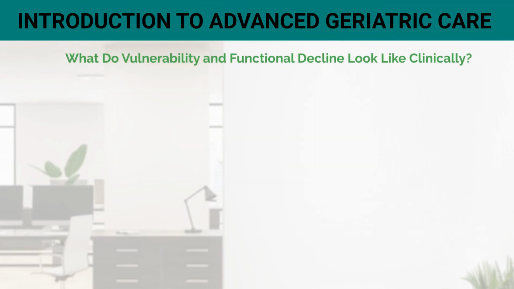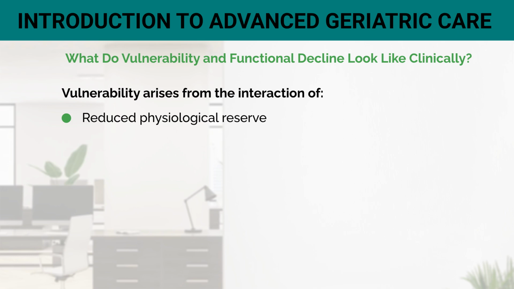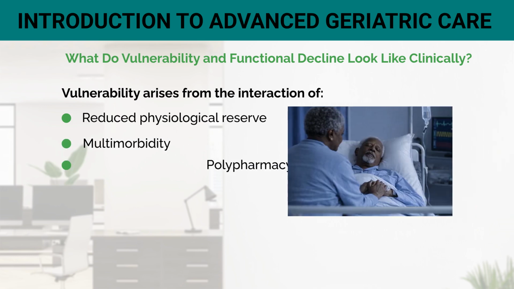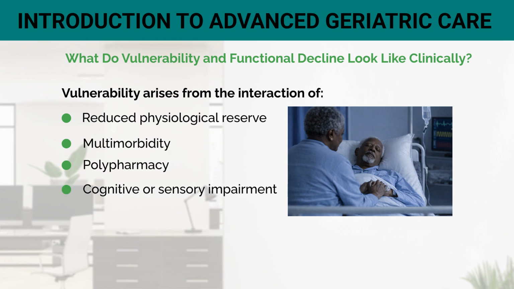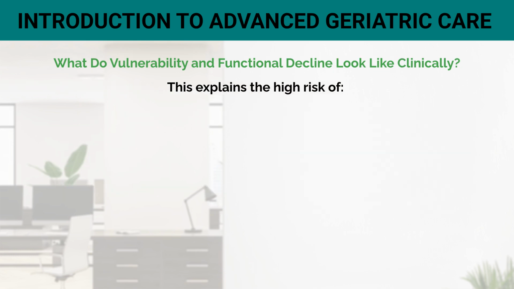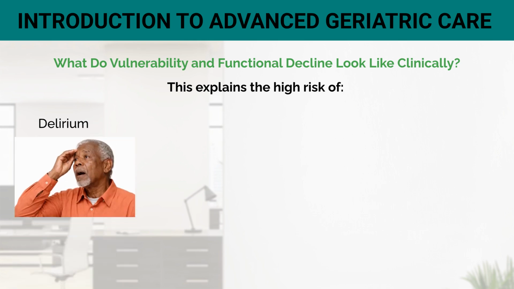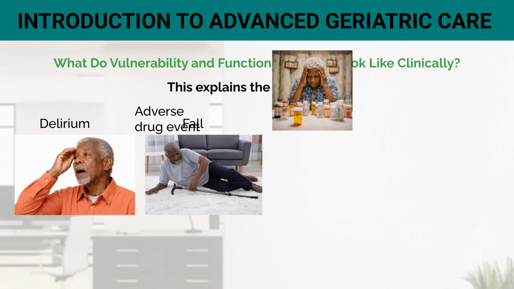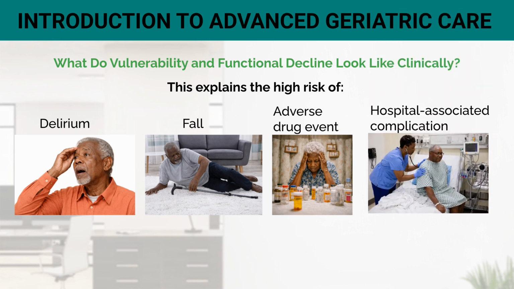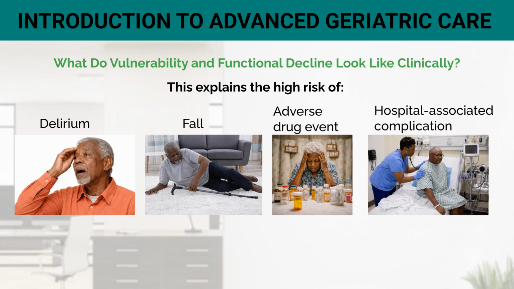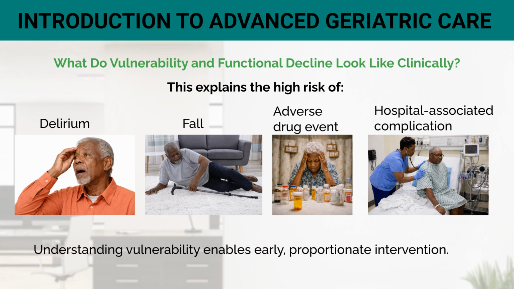Next is what vulnerability and functional decline look like clinically. Vulnerability arises from the interaction of reduced physiological reserve, multimorbidity, polypharmacy, cognitive or sensory impairment. This explains the high risk of delirium, falls, adverse drug events, and hospital-associated complications. Understanding vulnerability enables early proportionate intervention.